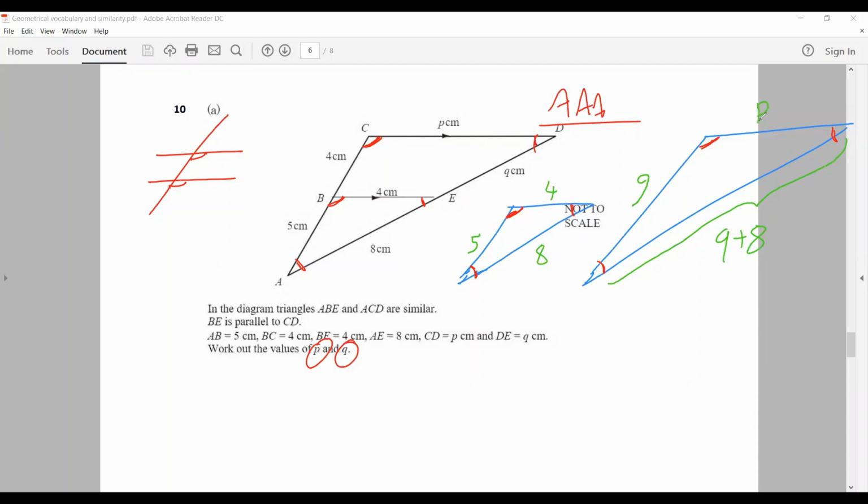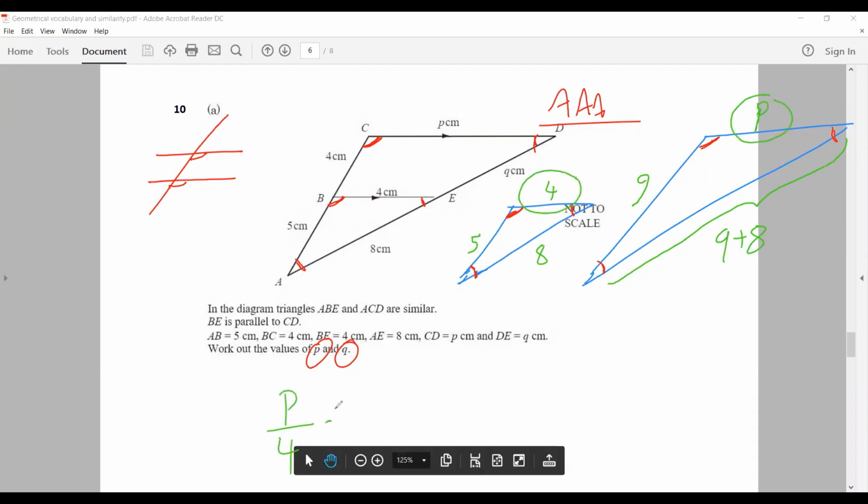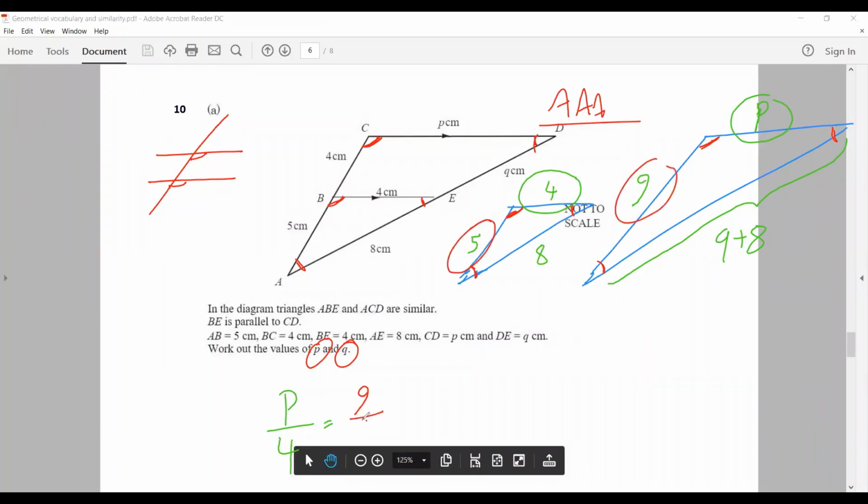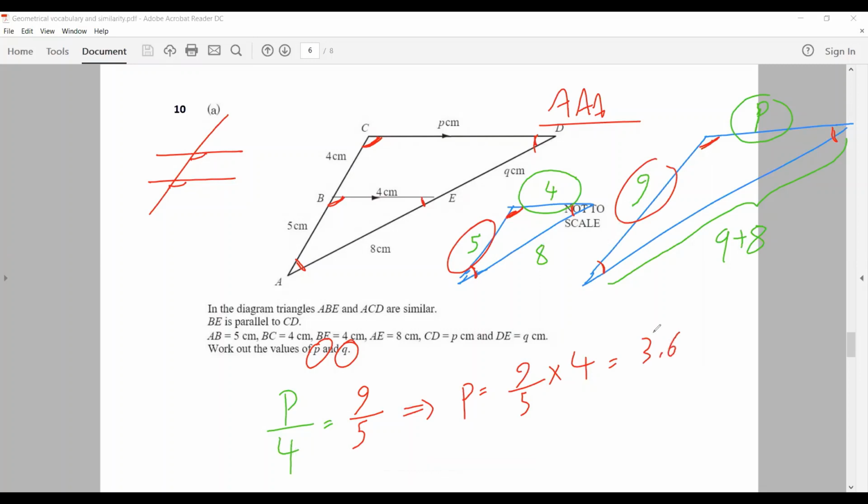If you want to find P, for example, you have to find the corresponding side on the small triangle, which is 4. So P over 4 must be equal to, don't use this side because this is an unknown, so we end up having two unknowns. However, make use of these two sides, 9 and 5. So put it equal to 9 over 5. Therefore, P is equal to 9 over 5 times 4, which is 36 over 5. That is 7.2, I believe, right? And that is cm. So that takes care of P.